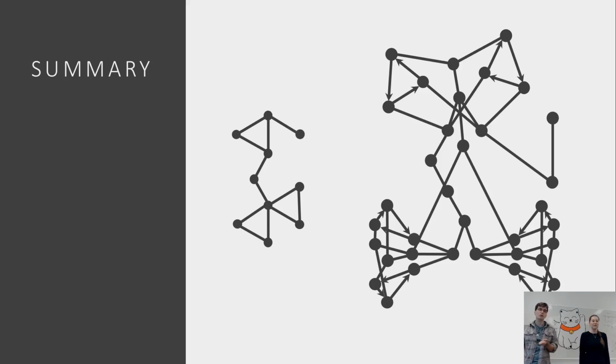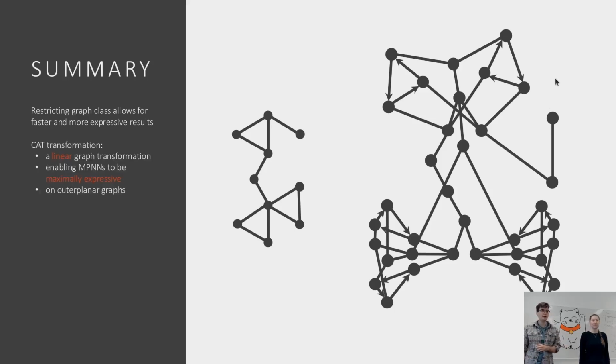So now, to sum up, what we did is we looked at a very specific class of graphs. And the cool thing about this is that this then allows you to achieve very strong expressivity results without a blow-up in the runtime. And yes, what we did is we came up with the CAT transformation, which transforms outerplanar graphs in linear time and ensures that MPNNs are maximally expressive on these graphs.